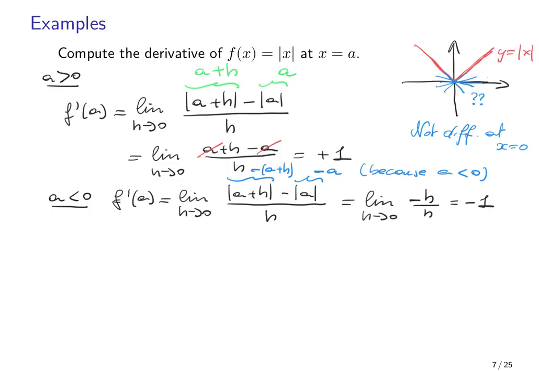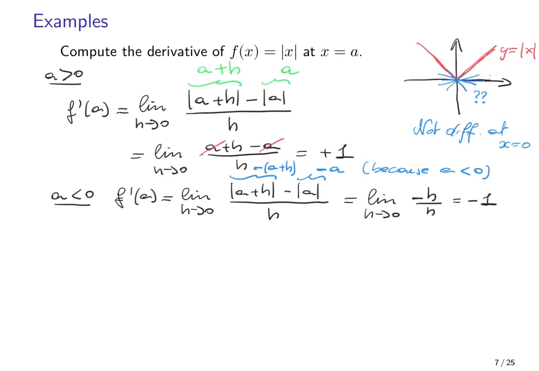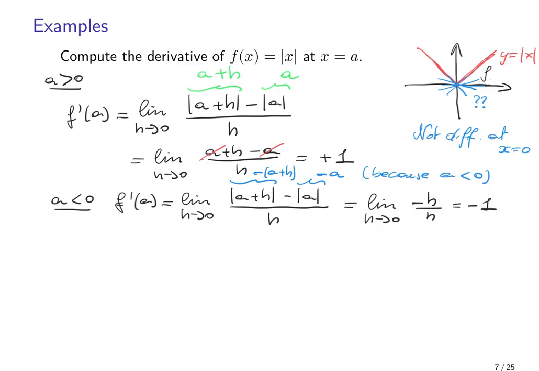That too makes sense. So we said on the right hand side, f prime of a is plus 1, and now we see on the left hand side, f prime of a is minus 1. So you see nicely the line sloping down, the tangent line, same thing.